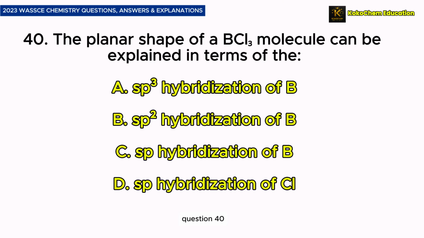Question 40. The planar shape of BCl₃ molecule can be explained in terms of the A. sp3 hybridization of boron. B. sp2 hybridization of boron. C. sp hybridization of boron. D. sp hybridization of chlorine.